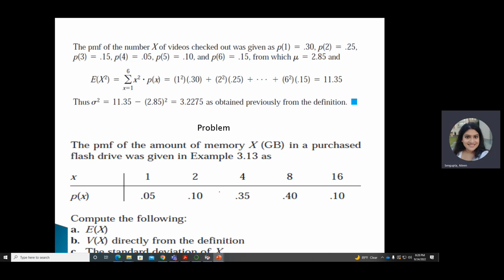Similarly, we have another example of expected value and variance calculation. You have a certain PMF that is given out here. How do you calculate the expected value? How do you calculate the variance? How do you calculate the standard deviation? So this problem can be used as a reference.